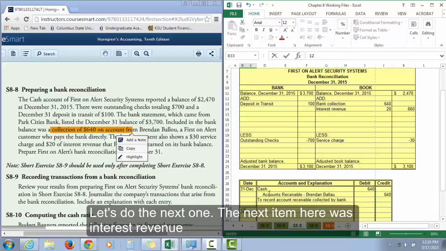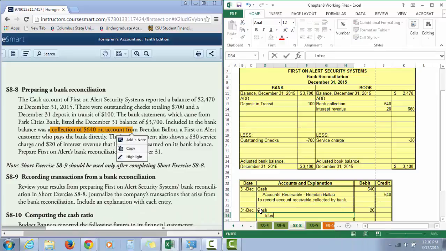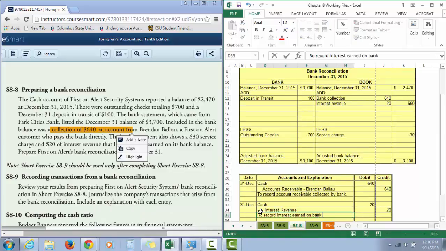So also let's do the next one. So the next item here was interest revenue, okay? So interest revenue, it's increasing our cash, $20. And when I debit cash and record this revenue, I'm going to credit interest revenue, okay? And this is to record interest earned on the bank balance.